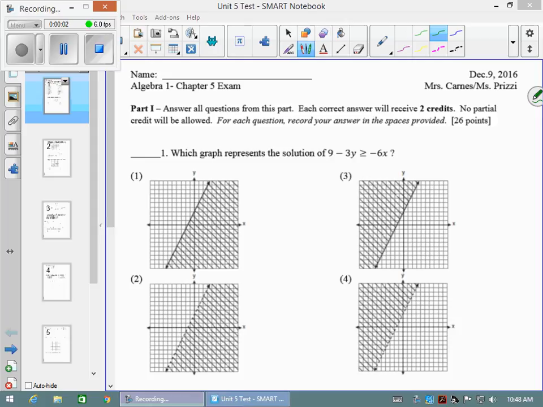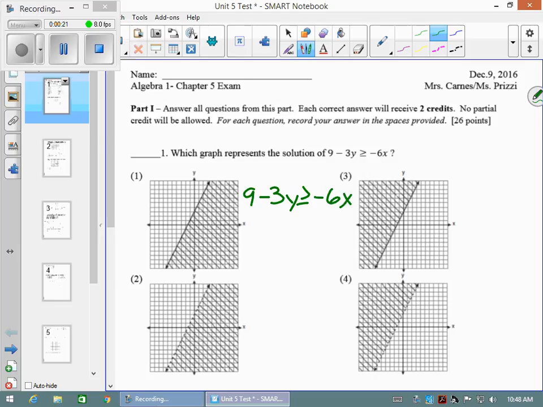Question 1, they want to know which graph represents the solution of this inequality. So if we want, we could get this into y equals, so I'm just going to rewrite it over here. So we have 9 minus 3y is greater than or equal to negative 6x. So we want to get y by itself.